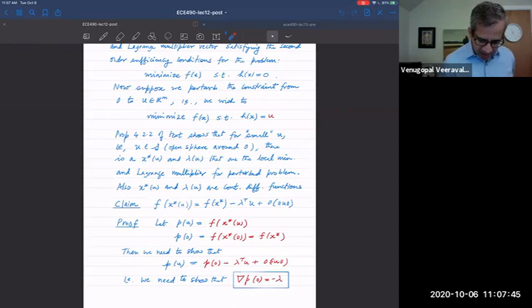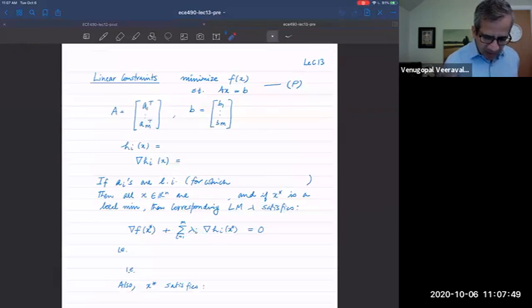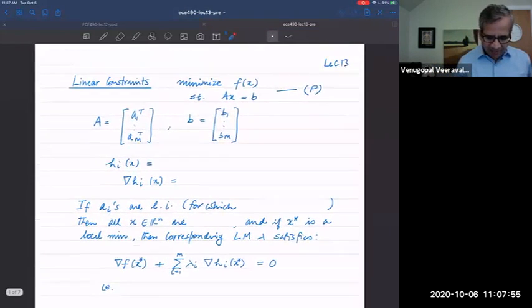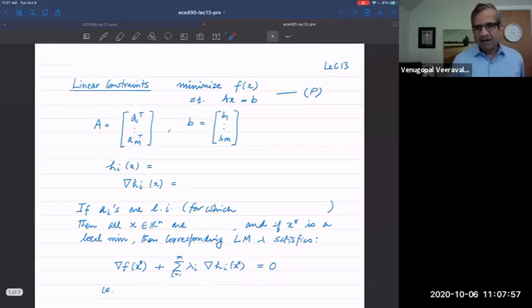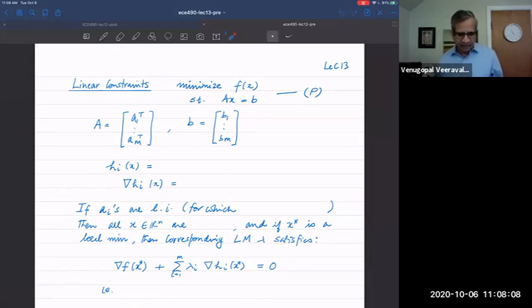Okay, and so let's get on with today's lecture. Today's lecture is just going to be examples. I'm going to focus on linear constraints because they have some special properties. So, examples with linear constraints.